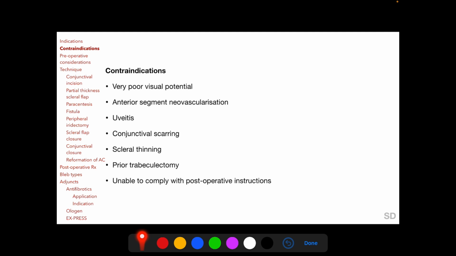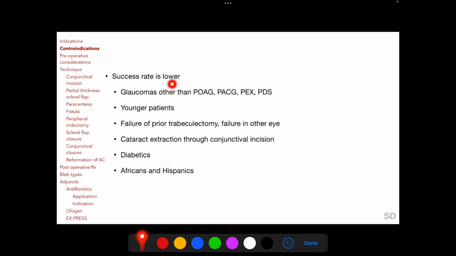As we will be discussing further, in these indications, a tube shunt surgery may be preferred over a trabeculectomy. Trabeculectomy has a lower success rate in patients with glaucomas other than primary open-angle glaucoma, primary angle closure glaucoma, pseudoexfoliation syndrome, and pigment dispersion syndrome; in younger patients; in whom a prior trabeculectomy has failed either in the same eye or in the contralateral eye; in patients who have undergone a cataract extraction or any other intraocular procedure through a conjunctival incision; and in patients with diabetes mellitus.